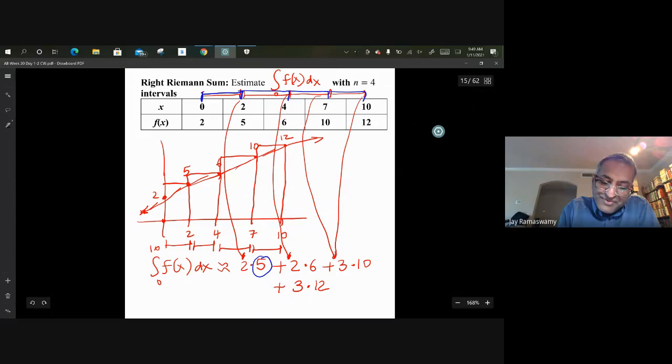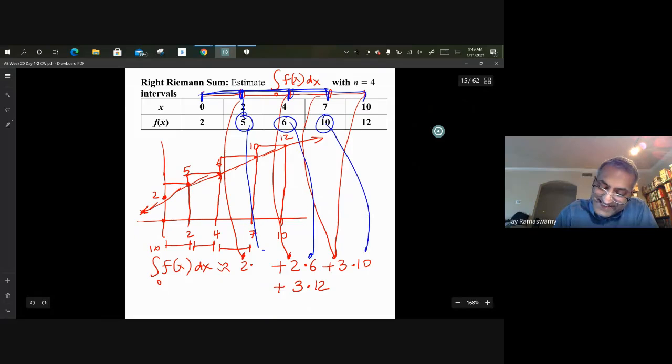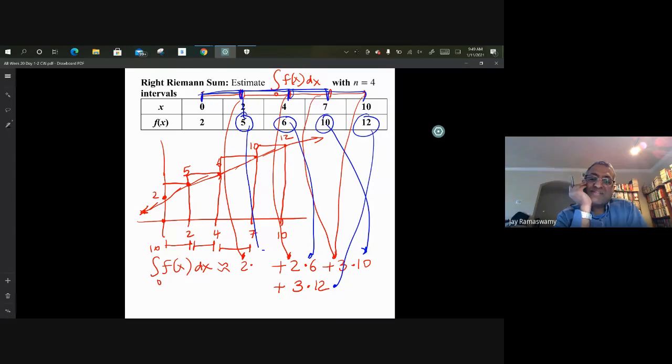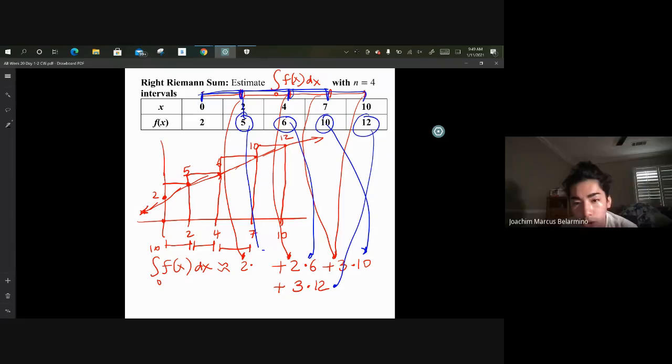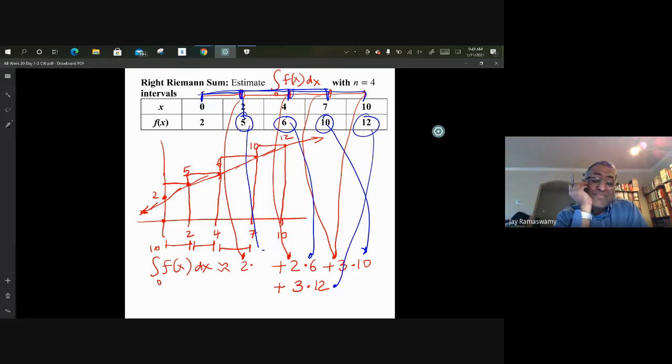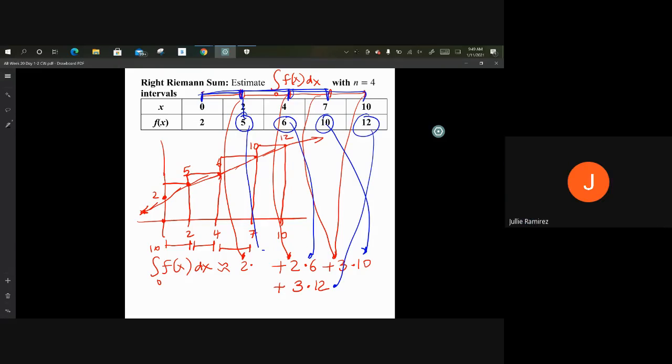So have a look at how we get that 5. For the first rectangle, we go to the right guy, 5, and that's that height. Second rectangle, right guy is 6, and we go here. Third rectangle is here. Next to 7 is 10, and there's that one. And last rectangle is 12, height. Basically, it's a pattern. Did everybody observe the pattern? Yes. That's how we can get the heights from the table directly.